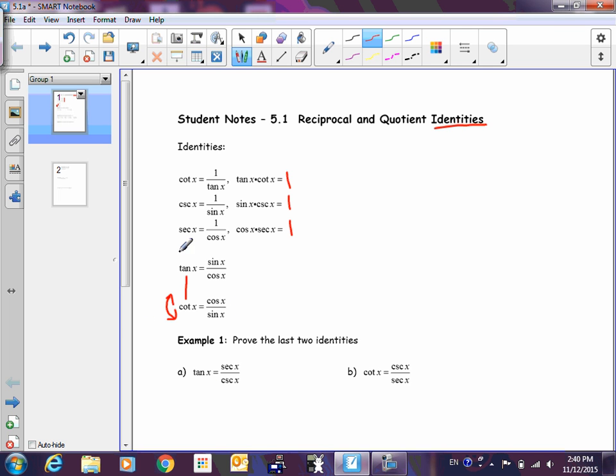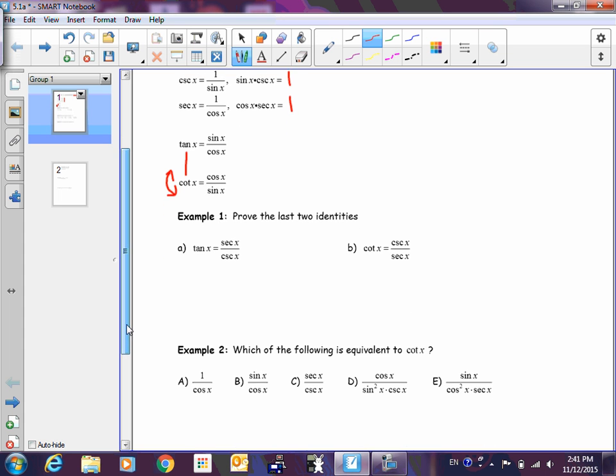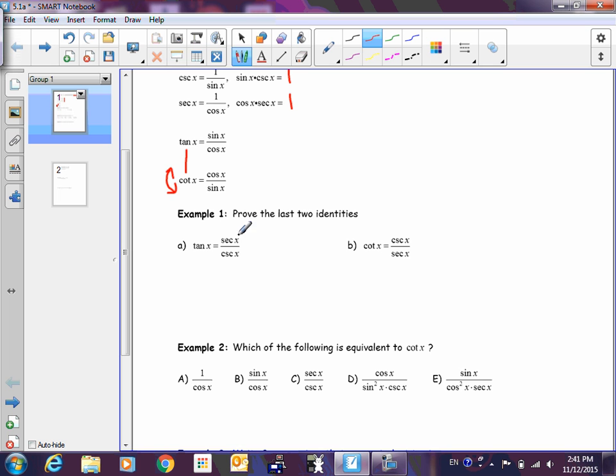Okay? And so we're just building up lots of identities. And now we're going to do our very first proof. Okay? And you're going to see how hard, I'm using air quotes here sarcastically, these proofs are. They're really not that hard. They're not hard at all. Okay, so if I want to prove that tan x equals secant x divided by cosecant x, what I really want to do is start with the most complicated side and see if I can replace it, like translate it into something else. So I'm going to start with secant over cosecant.